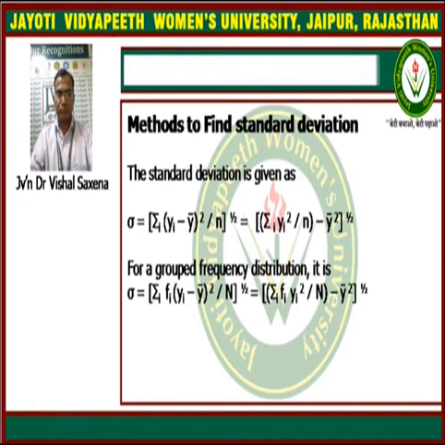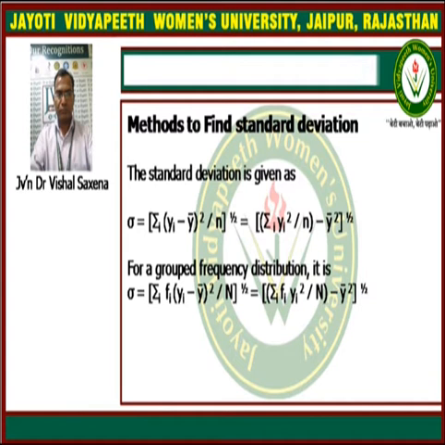For the group frequency distribution, sigma is given by summation of fi into (yi minus y bar) whole square upon n, raised to the power half. That means it is under root. Or we can further simplify it to the square root of summation fi yi square upon n minus y bar square. So this is the formula for the standard deviation, written by sigma.